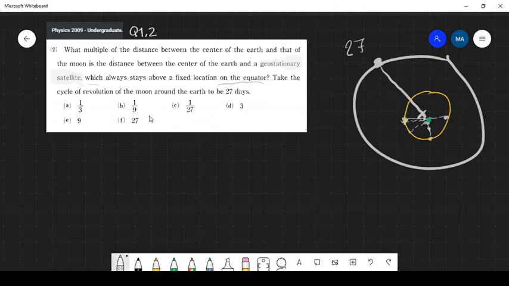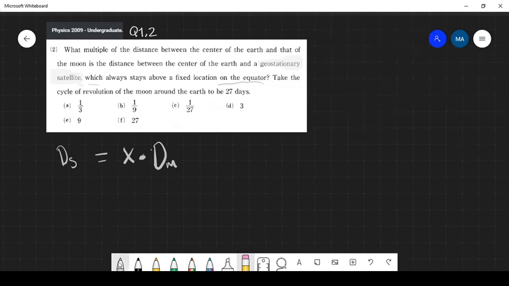So he wants the distance to the moon, and here the distance of the satellite, and he wants what multiple of the distance from the center of the earth to the moon. So let's say this multiple is x, multiplied by the distance from the earth to the moon, let's call it dm, is equal to the distance from the earth to the satellite. So let's call it ds. So ds is the distance from the earth to the satellite.